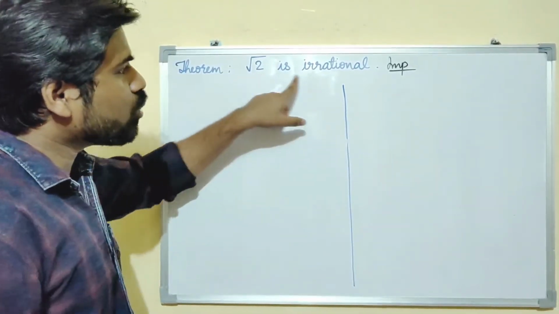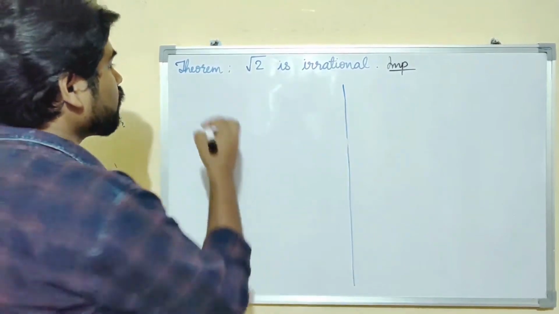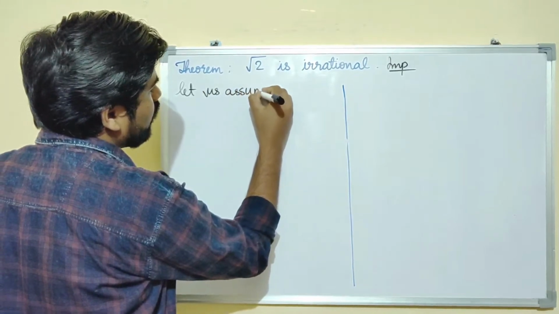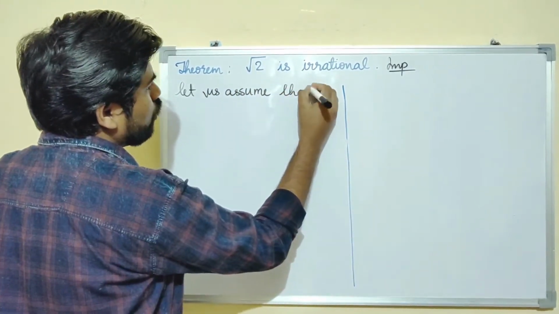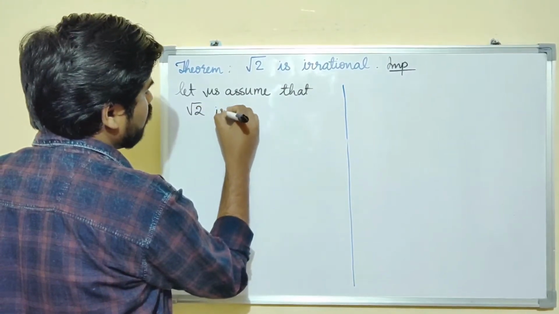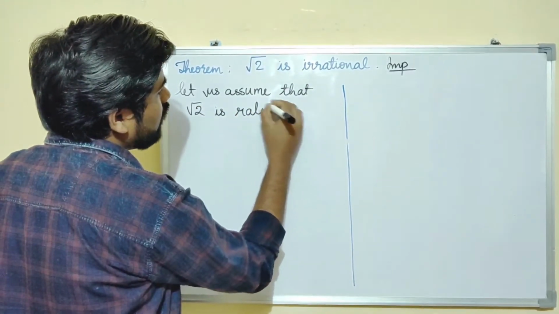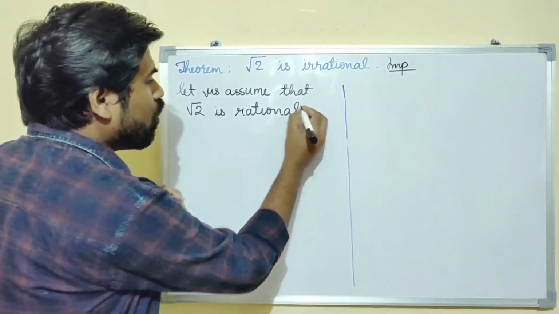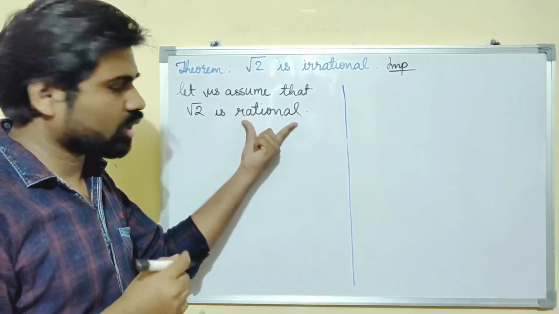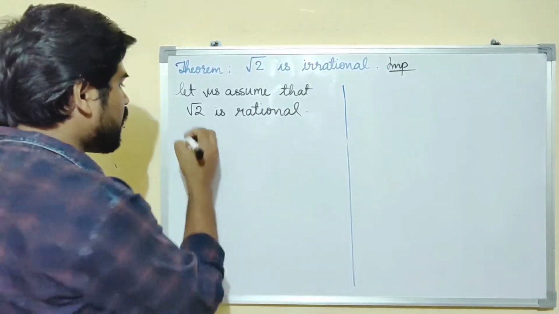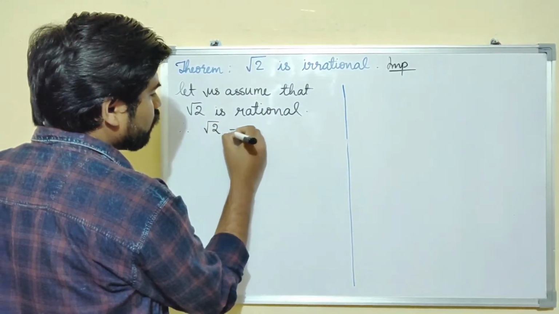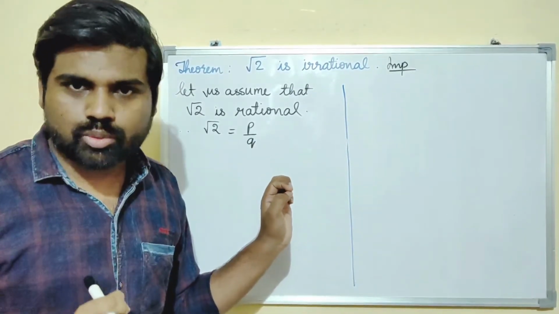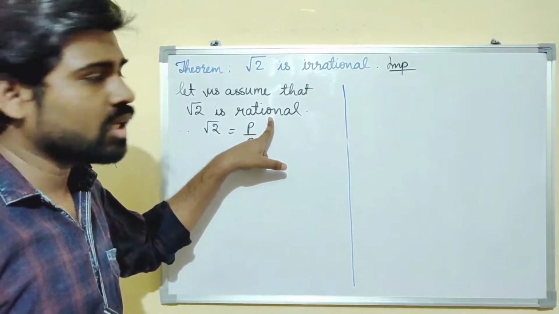Now we are assuming the opposite of this statement. So let us assume that root 2 is rational, because in the statement it is said that root 2 is irrational. So we have assumed the opposite of the statement. Now since we have assumed root 2 to be rational, that means root 2 can be represented as P upon Q. Okay, since root 2 is rational according to our assumption, it is not in actual, but our assumption is saying that root 2 is rational.